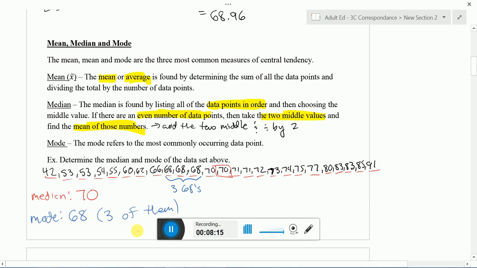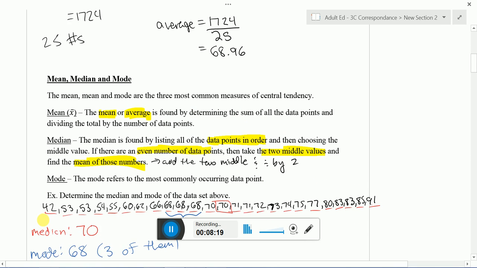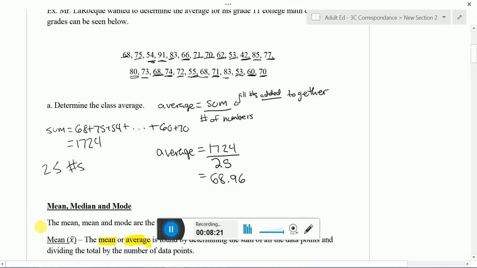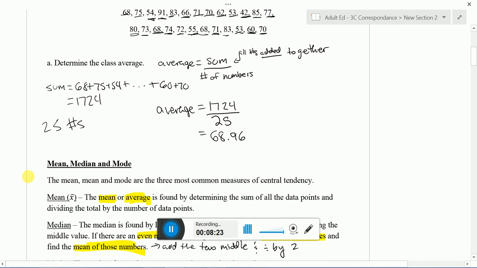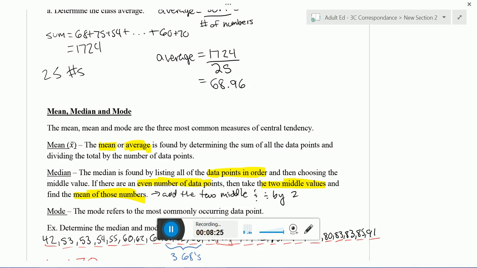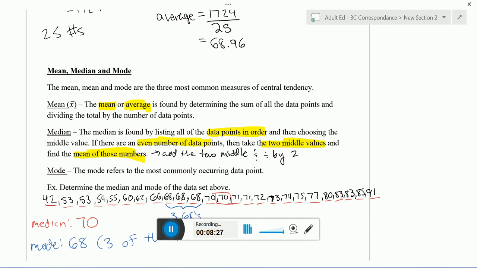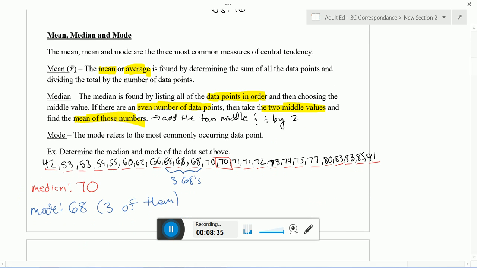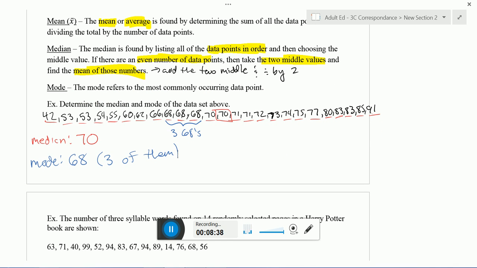So again, with this example, the mode was 68, which is close to the median of 70, and also almost the same as the average. That's not always going to be the case with the mode. You may get some higher modes, you may get some lower modes. Even though the mode could be the smallest number or the biggest number, we still call it a measure of central tendency. It is also possible to get more than one mode.